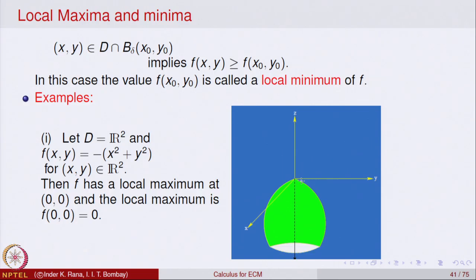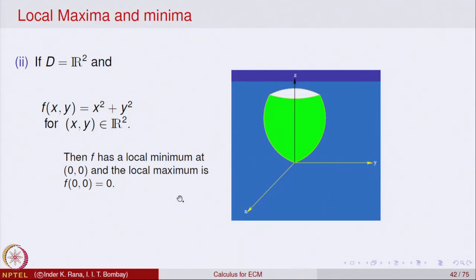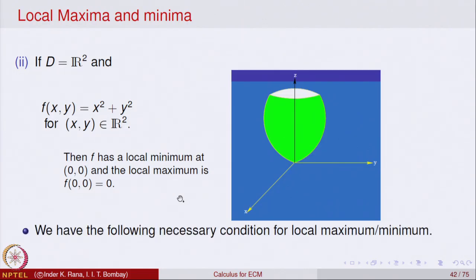So, the point (0, 0) is going to be a point of local maximum, and the value 0 is the local maximum for such a function. If I just invert it, so the function becomes f(x, y) = x² + y², then we get that the point (0, 0) is a point of local minimum, and the value at (0, 0) is the local minimum for the function. So, these are simple examples of local maximum and local minimum for functions.